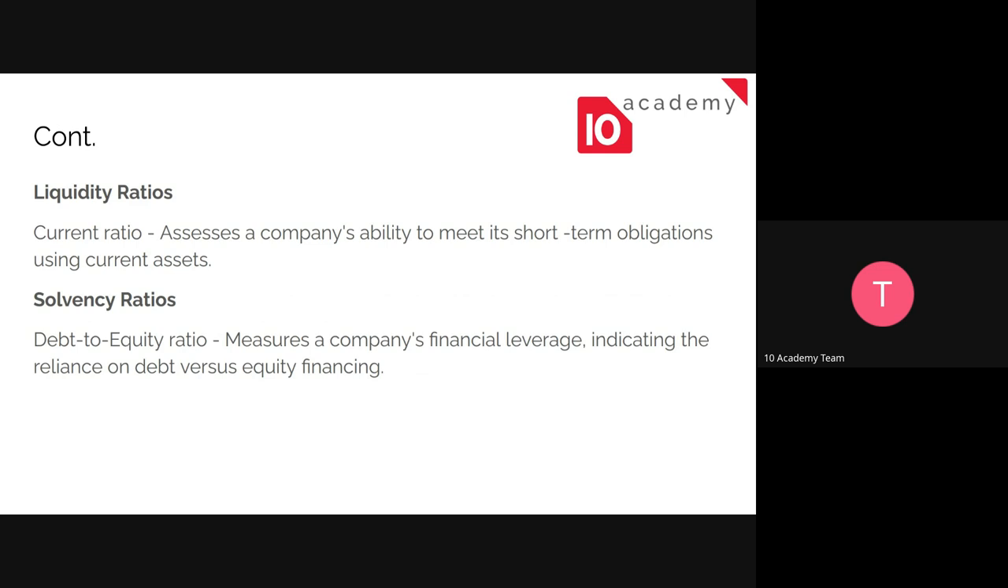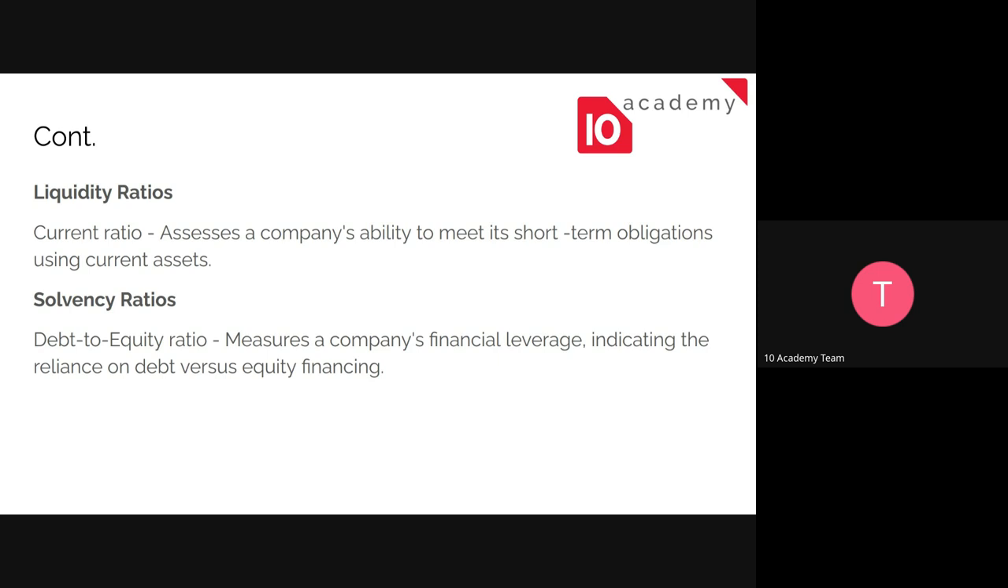So the next one is liquidity ratio. Liquidity ratio could be interpreted as current ratio or cash on hand. It assesses the company's ability to meet short-term obligations using current assets. Current assets are assets that can be converted into cash in a very short time or easily. Having a high liquidity or high cash on hand would be profitable for the company because it could help it meet some short-term obligations without touching or having to sell the long-term assets.